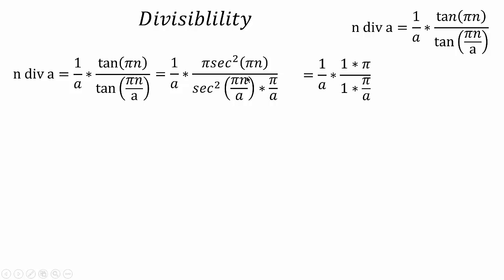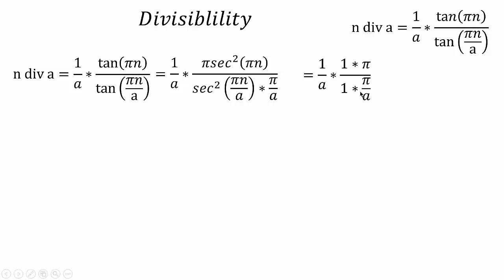Now we can see that the secant takes the value of either 1 or -1 at integral multiples of pi, so the square of it will always give the value 1, and the same is the case in the denominator, so sec squared pi n by a will always give a value of 1.